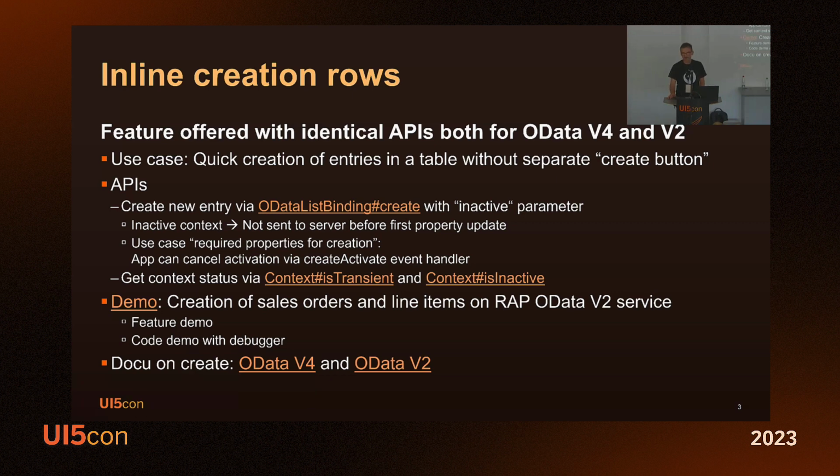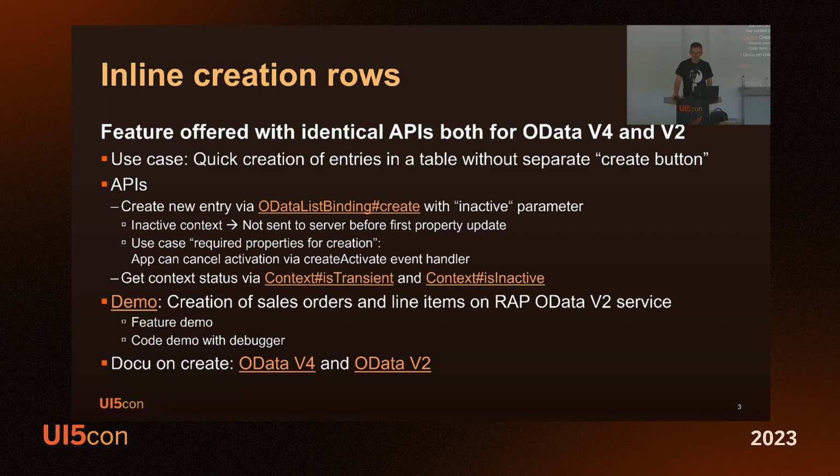Now we have introduced a new inactive flag parameter, which you set, and by this you get an inactive context. This creates an inline creation row in the table, which becomes visible and which can be used for creation. The important characteristic of this inactive context is that it's not a pending change, so it will not lead to a request. It's not considered pending user input, so it will not vanish when you reset changes, for example. It will always stay.